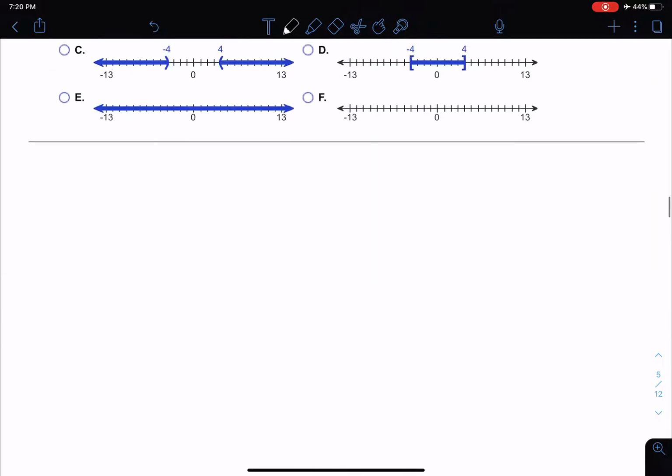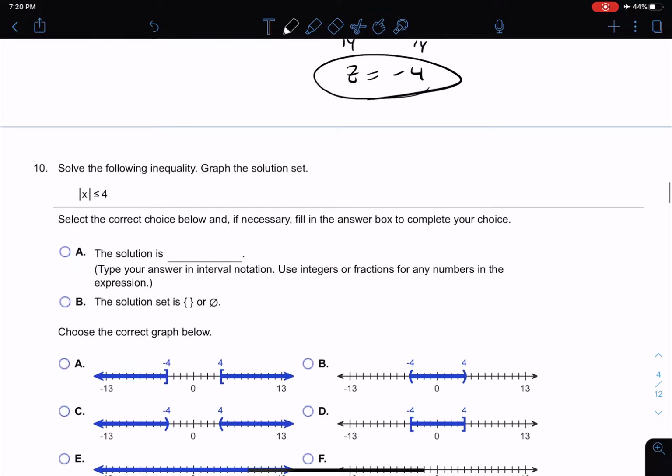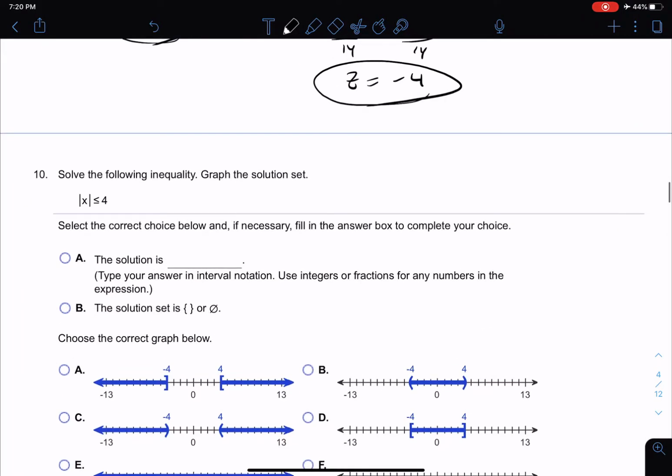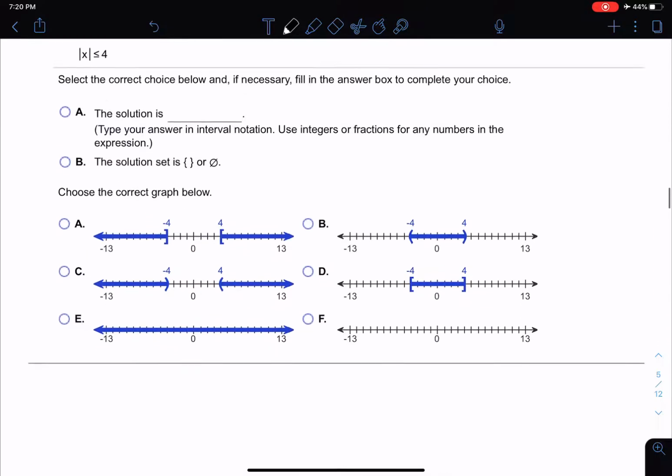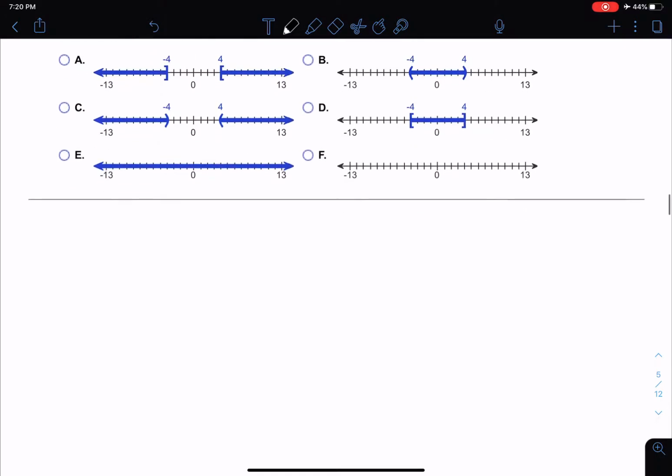Nope, past number 10. Number 10, we're going to go to a problem that is not so complicated yet, but it is complicated in the way that it does have that absolute value and an inequality, a less than symbol. So I think what I want to do, because I have space, is to work this down here. Let me rewrite this. This is the absolute value of x is less than or equal to 4.